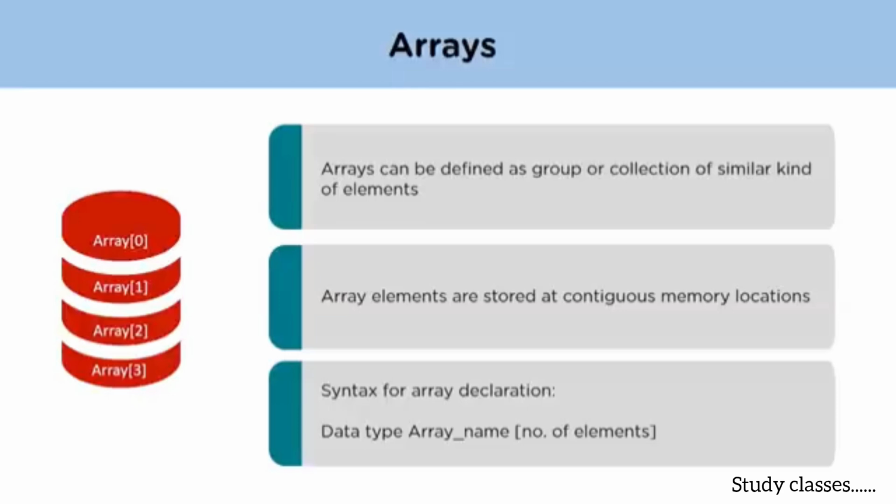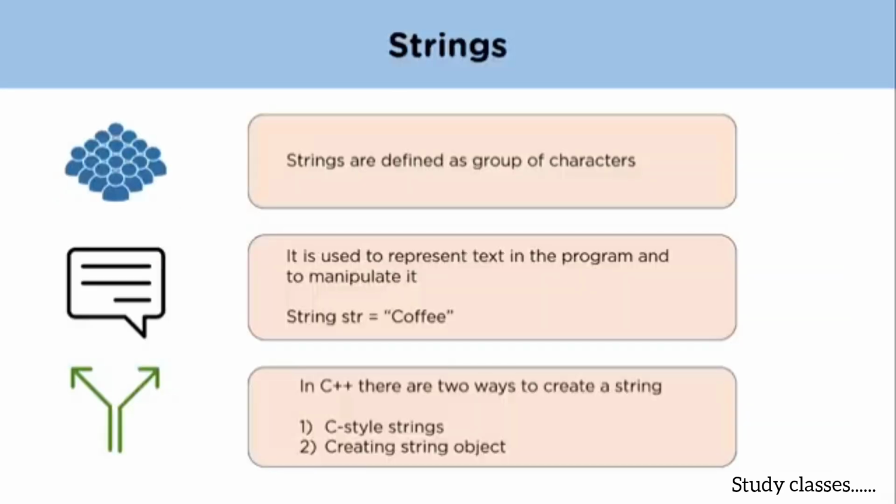Our next topic is strings. We can define strings as a collection or group of characters. It is basically used to represent text in the program, and we can perform many operations on strings in order to manipulate it. The syntax of a string contains a collection of characters surrounded by double quotes. For example, here string is the type, str is the name of the string, and coffee is the value that is assigned to the string.